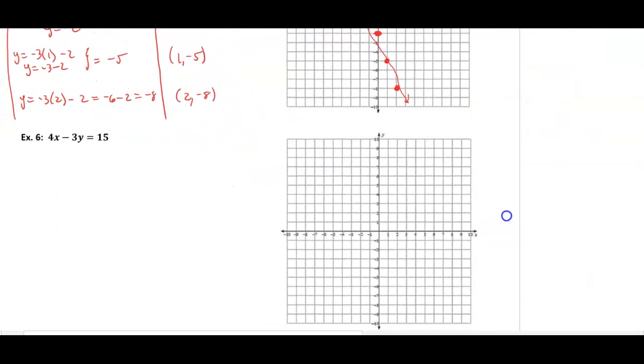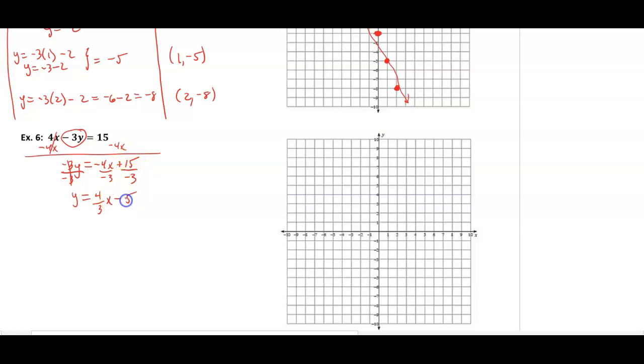And finally, the last one here. First thing I'm going to do, solve for y. I have to get rid of the x term, so I'm going to subtract it. That gives me, don't forget to bring down the negative with that, negative 3y equals, I'm going to write my x term first, so negative 4x plus 15. Now, I'm going to divide everything by negative 3, and y equals, a negative divided by a negative makes that a positive 4/3 x, and positive divided by a negative would be minus 5. Now, I can go ahead and create my table of values.